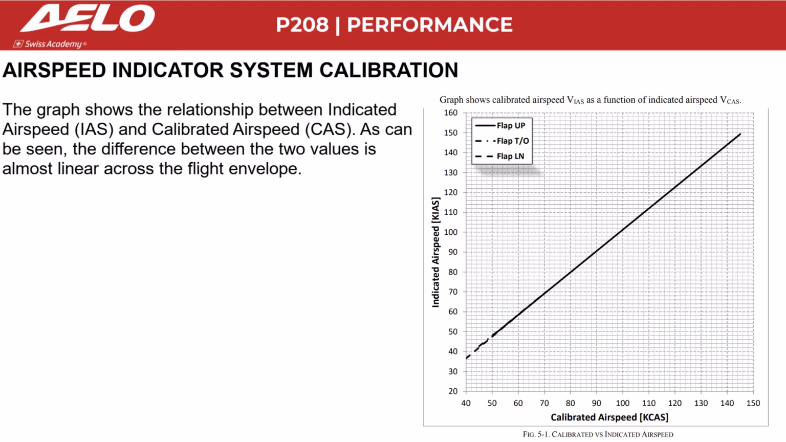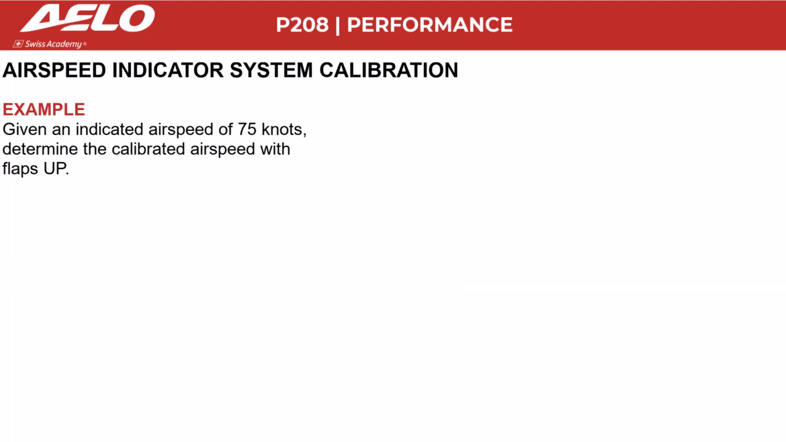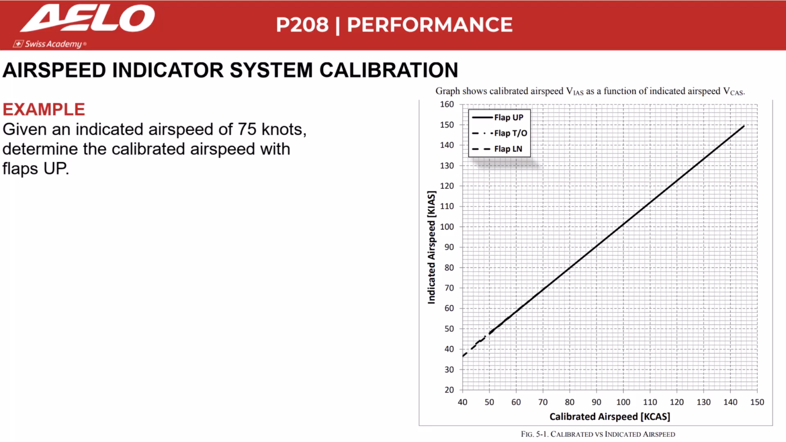The graph shows the relationship between indicated airspeed, IAS, and calibrated airspeed, CAS. As can be seen, the difference between the two values is almost linear across the flight envelope. Note: indicated airspeed assumes zero instrument error. Example: given an indicated airspeed of 75 knots, determine the calibrated airspeed with flaps up.